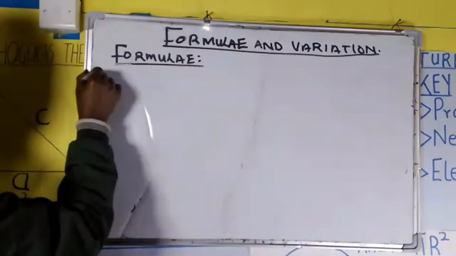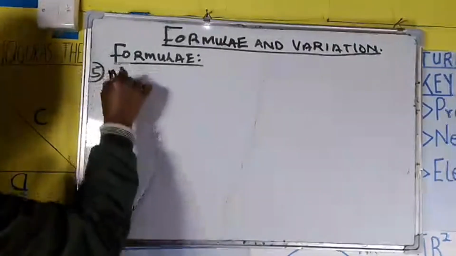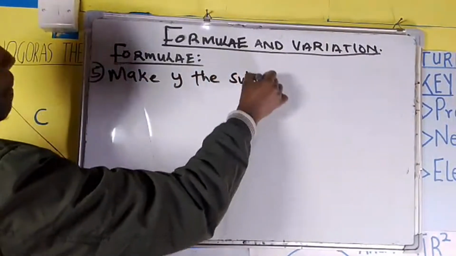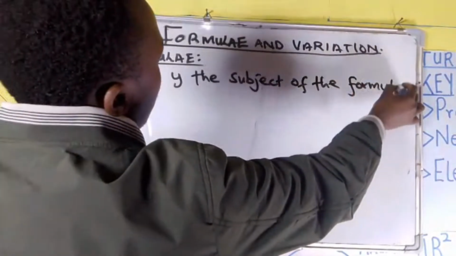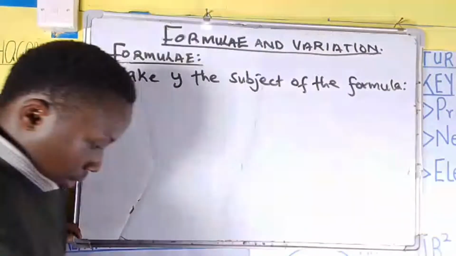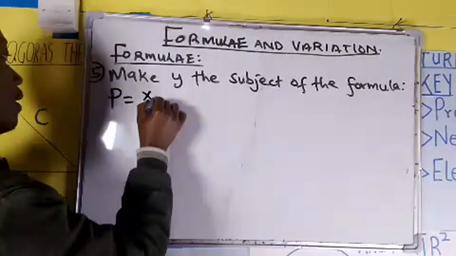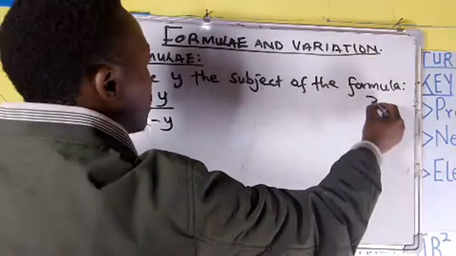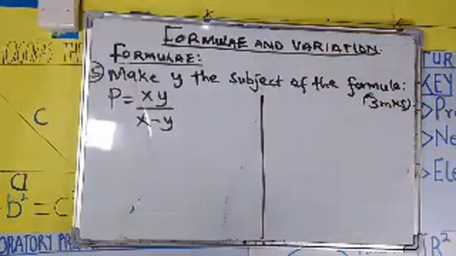Example 5. Make y the subject of the formula. P is equal to xy over x minus y. 3 marks. Let us make that the subject of our formula.